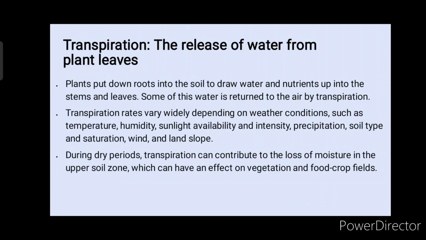Plants put down roots into the soil to draw water and nutrients up into the stems and leaves. Some of this water is returned to the air by transpiration. Transpiration rates vary widely depending on weather conditions, such as temperature, humidity, sunlight availability and intensity, precipitation, soil type and saturation, wind, and land slope. During dry periods, transpiration can contribute to the loss of moisture in the upper soil zone, which can have effects on vegetation and food crop fields.